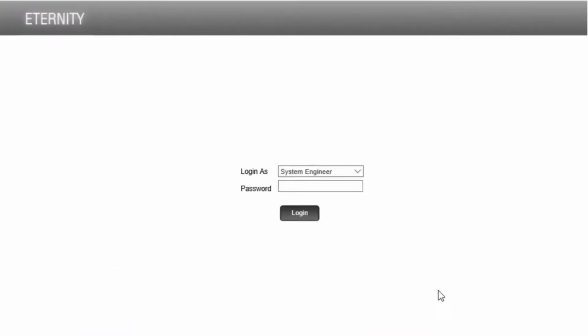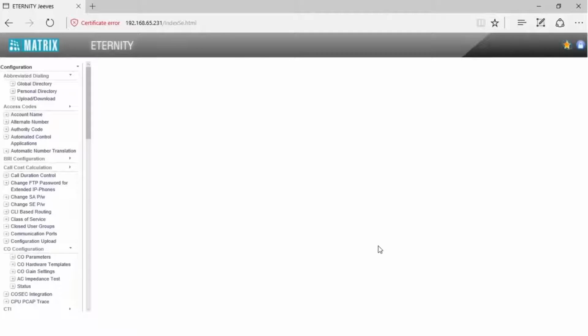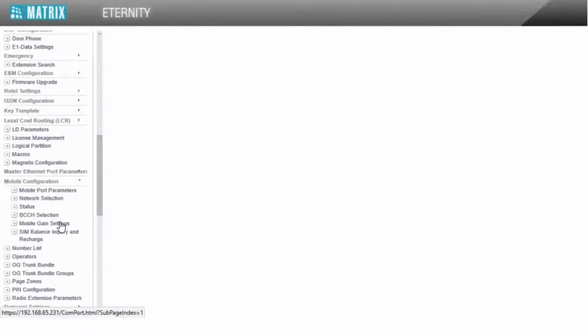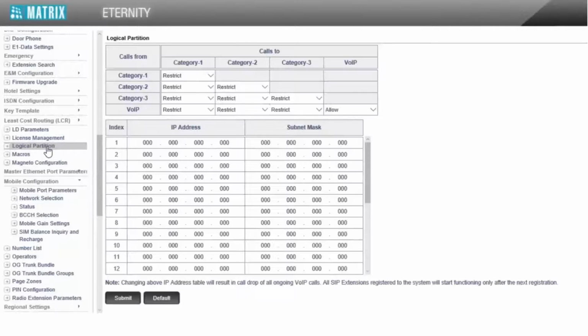Login into GUI as system engineer. Go to logical partition. Logical partition contains a table matrix where we can allow calls between different categories and from different categories to VoIP.